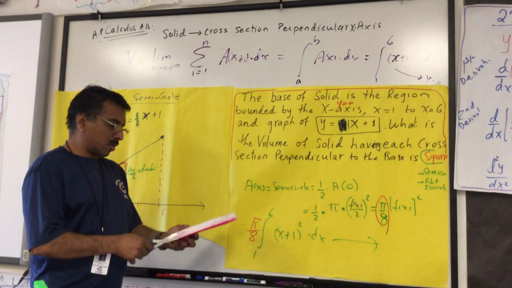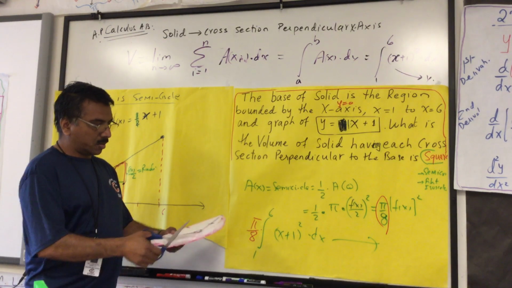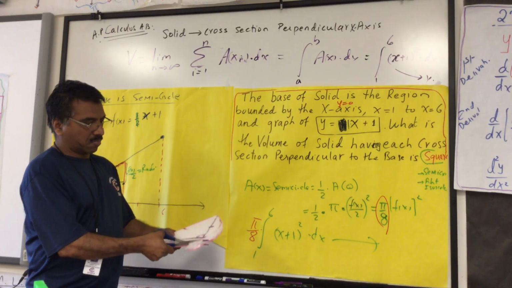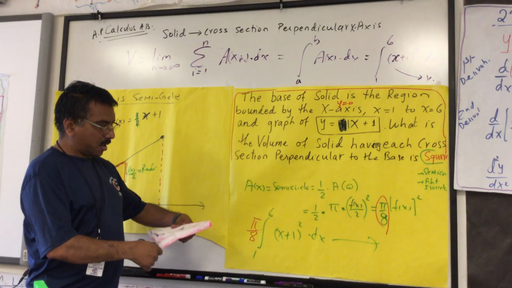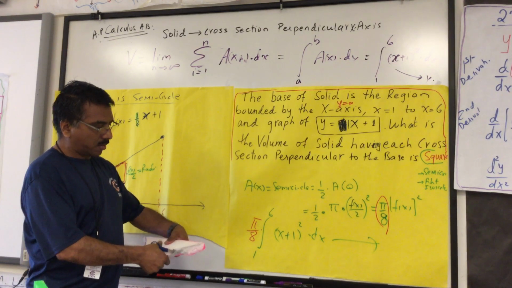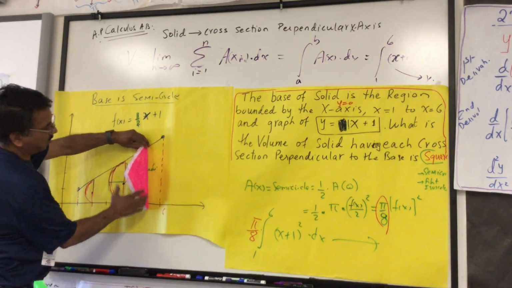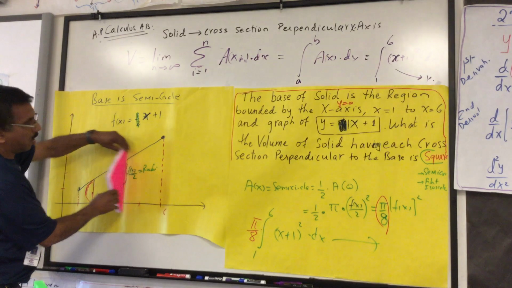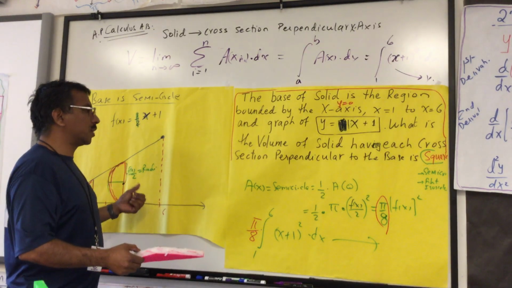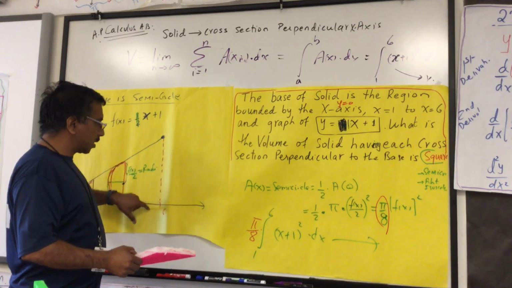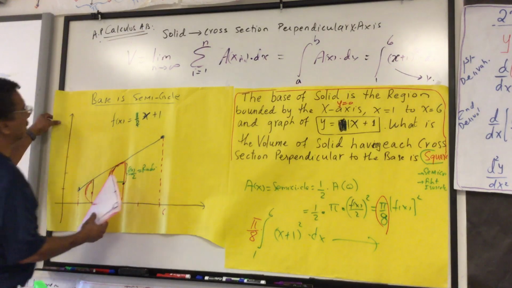So each cross section could be a right triangle. The area of a triangle is half base times height. This is how each cross section will be, and we can always build a lot of right triangles which are perpendicular to the x-axis. So what's the area of this?